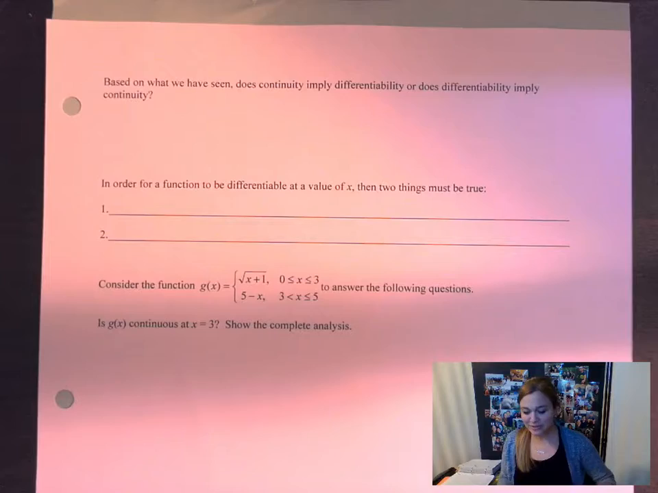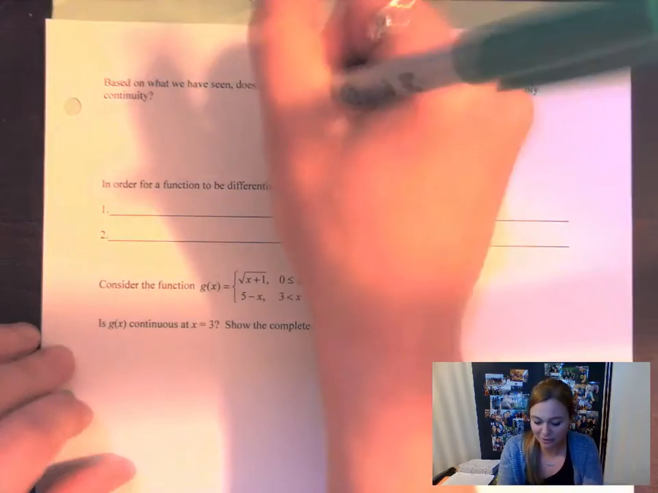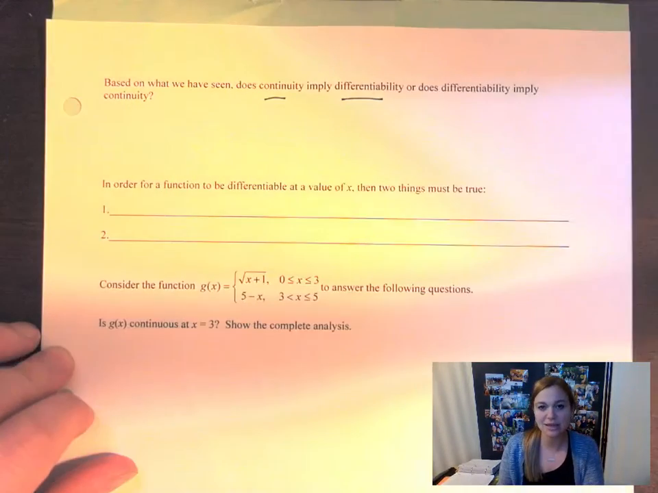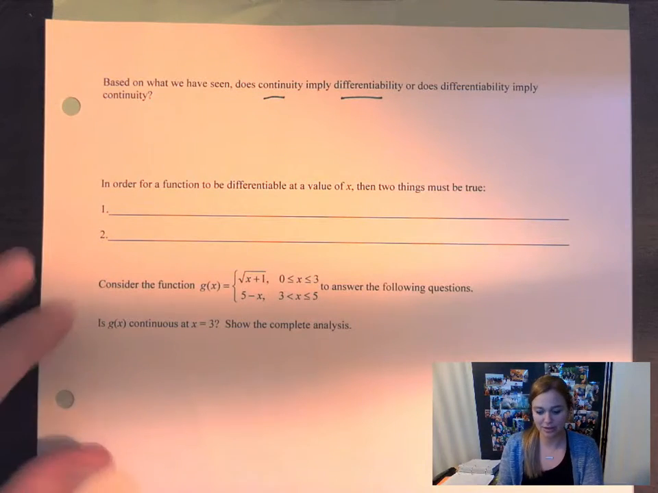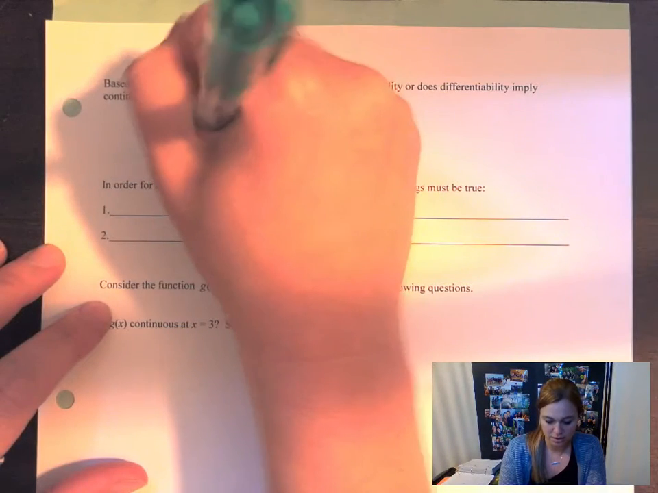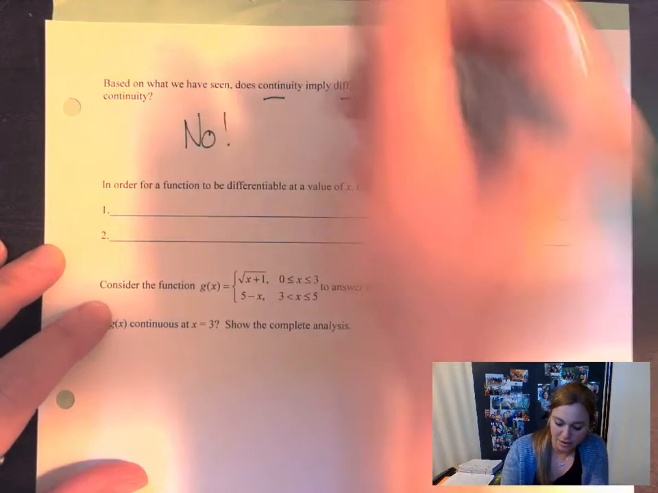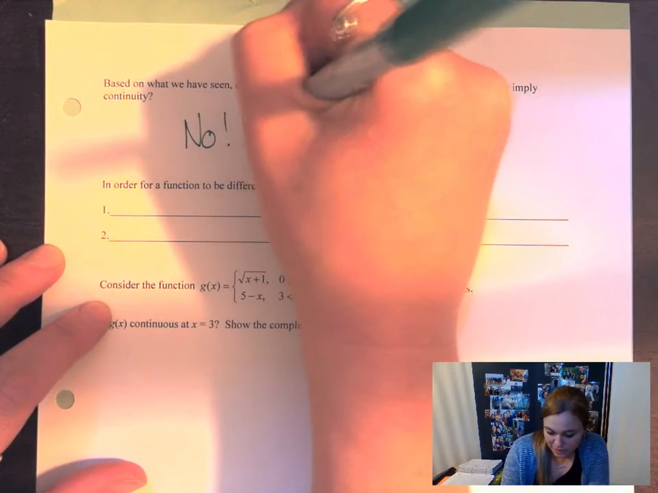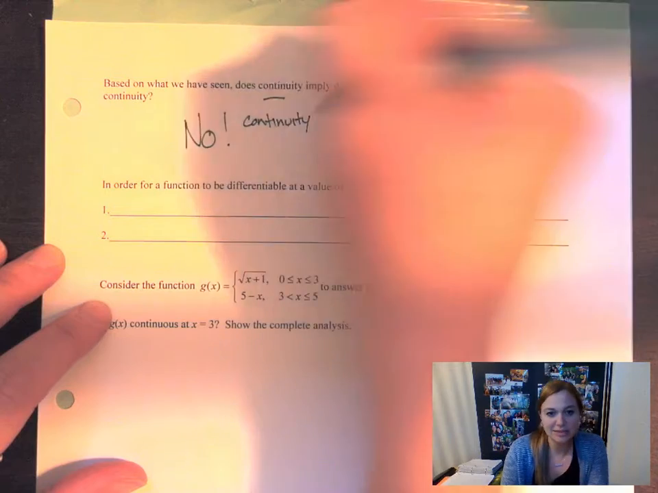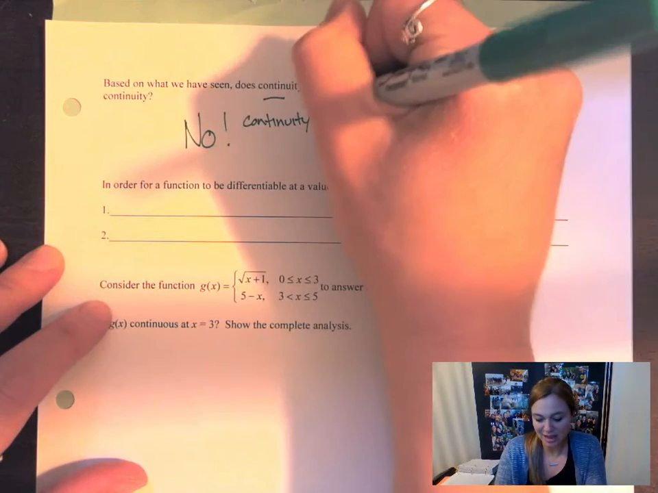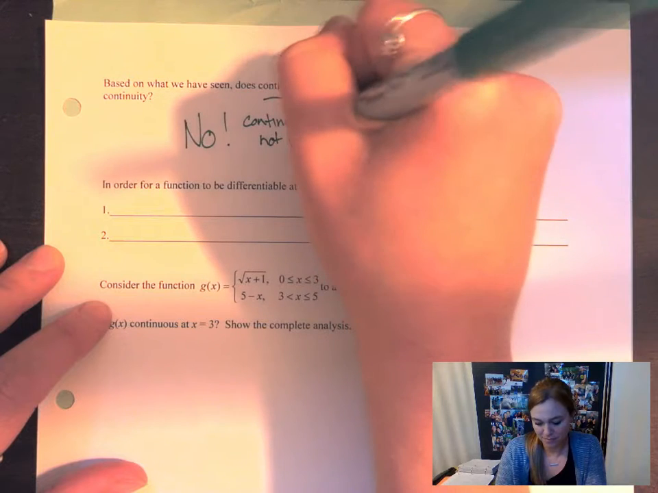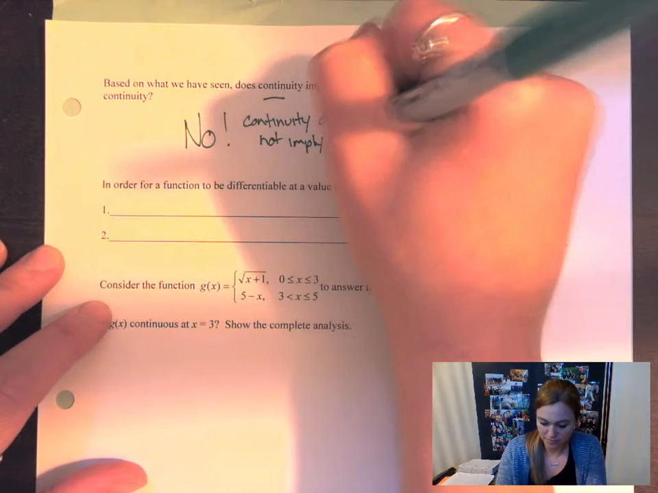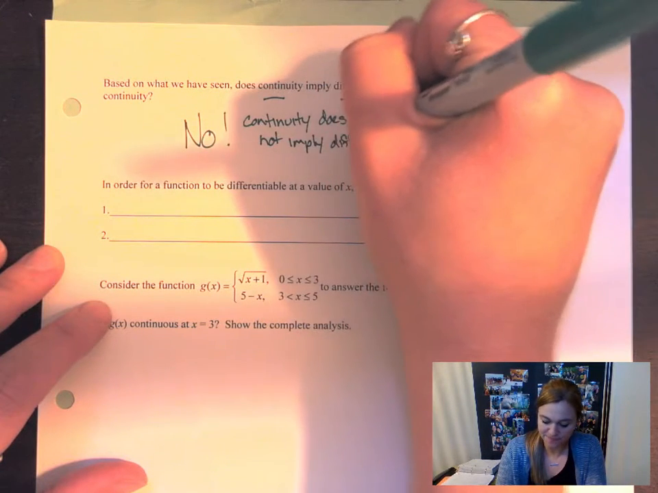So based on what we've seen, does continuity imply differentiability? So if a function is continuous, does that mean that continuity implies differentiability? No. Just because a function is continuous does not mean it's differentiable.